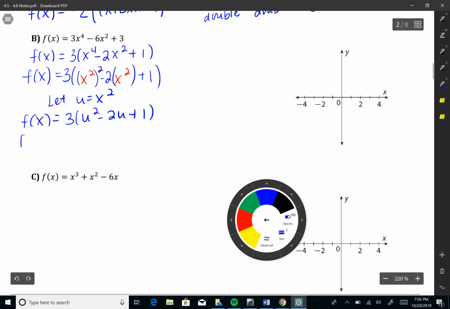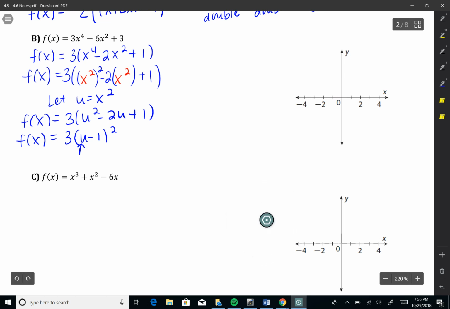And this is actually another perfect square trinomial because what multiplies a positive 1 and adds to negative 2? That'd be a negative 1 and a negative 1. So that's just 3 times u minus 1 quantity squared. And then I'm going to put that x squared back in there. I'm going to come up here, make sure I have enough room, and say, all right, f of x equals 3 parentheses x squared minus 1 parentheses squared.